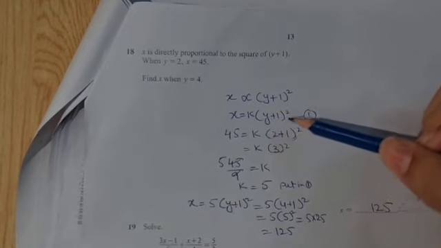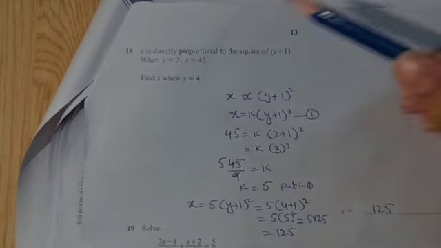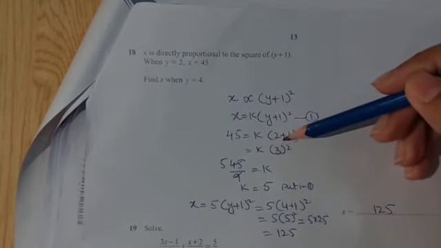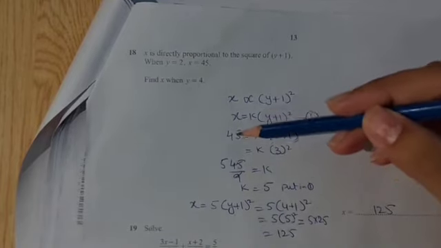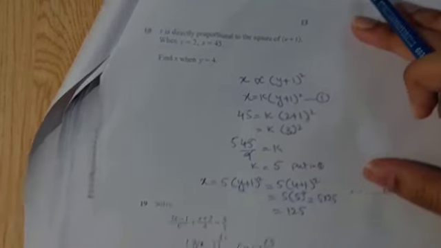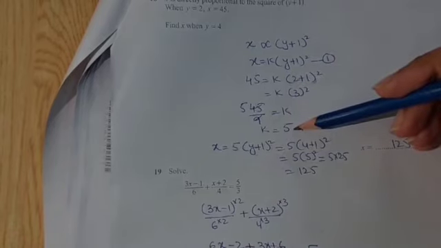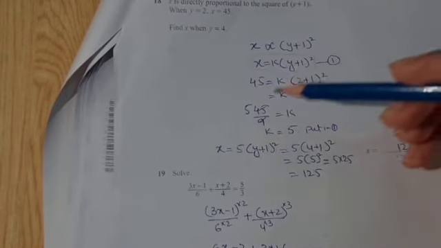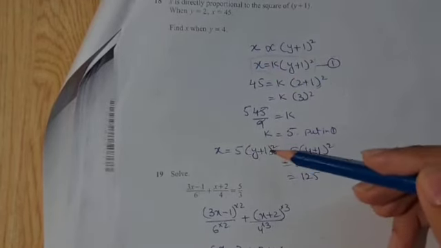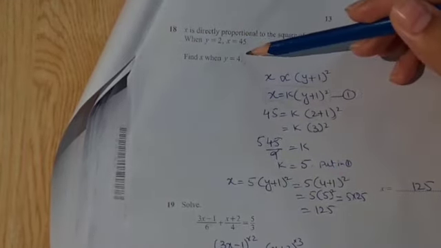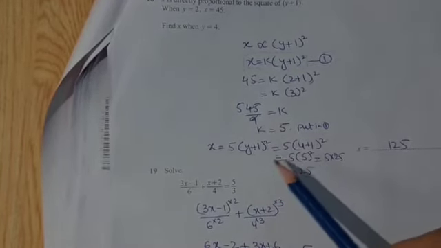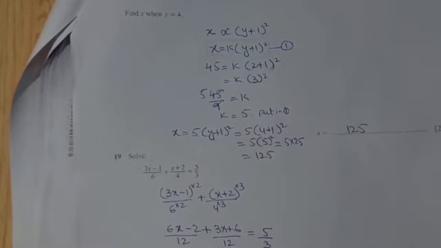45 equals to k, 2 plus 1 whole square, because it says when x is 45, y will be 2. We substitute the values over here, y as 2, x as 45, which gives us the value of k as 5. We put this value in this equation. So that gives us x equals 5 multiplied by y plus 1 whole square. The question says find x when y equals 4. If we write 4 instead of y here, we're going to get the answer for x, which is 125.